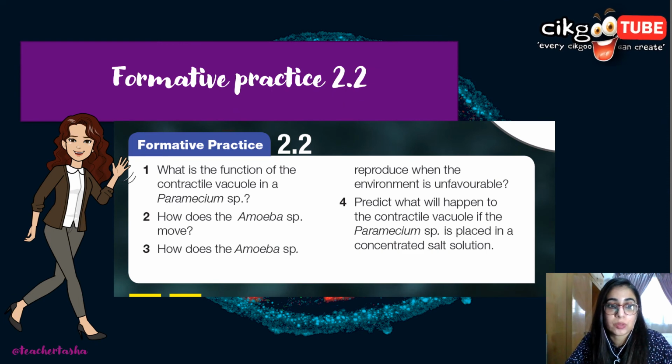Then here you have to do formative practice 2.2. What is the function of contractile vacuole in paramecium? How does amoeba move? How does amoeba reproduce when the environment is unfavorable? Already discussed in the slides just now. And predict what will happen to the contractile vacuole if paramecium is placed in a concentrated salt solution, lack of water. So think about it, do the questions and check your answers in the description box below.